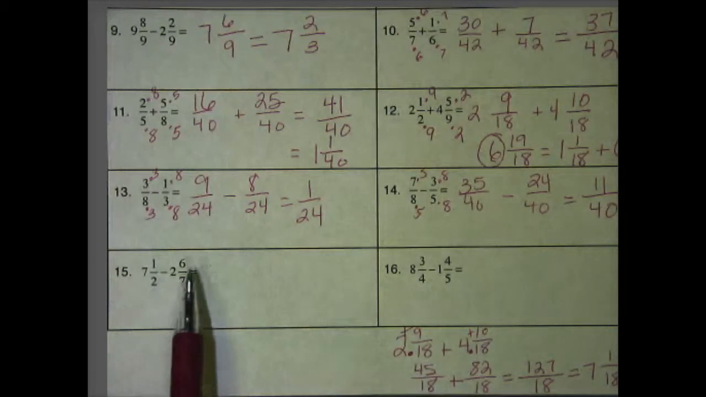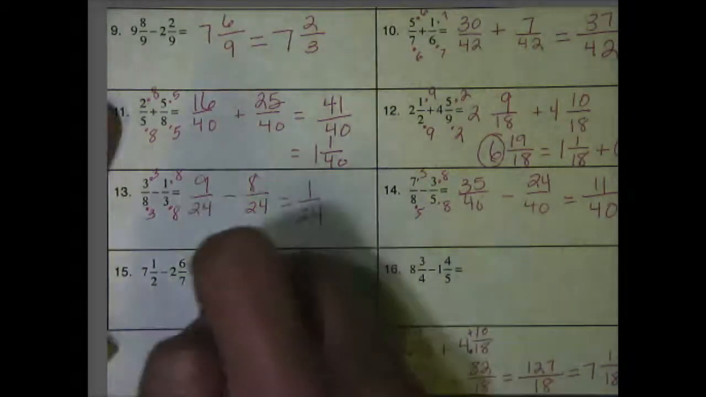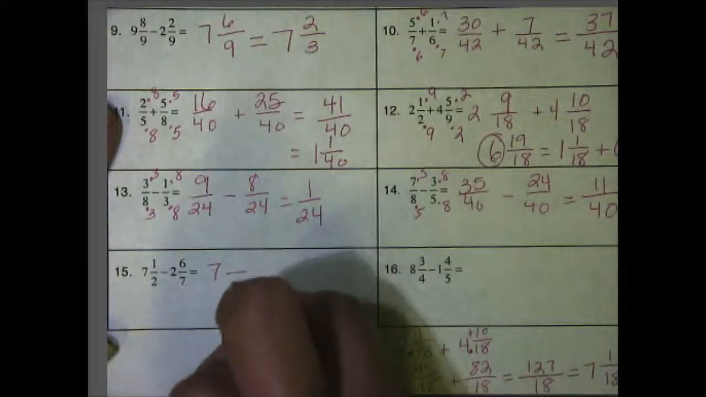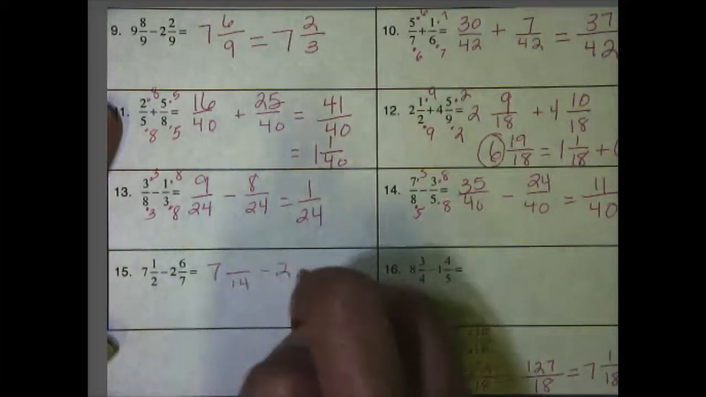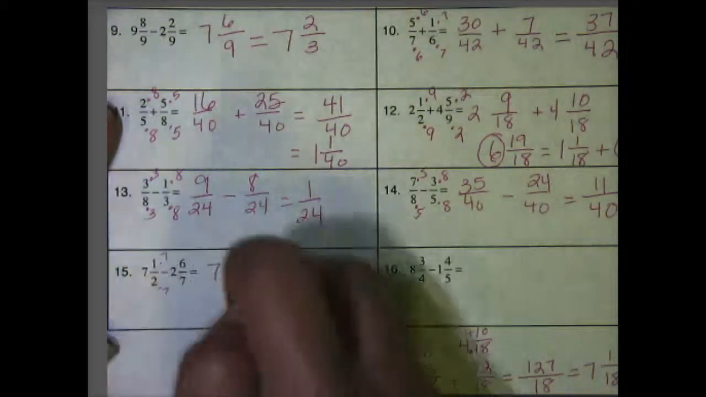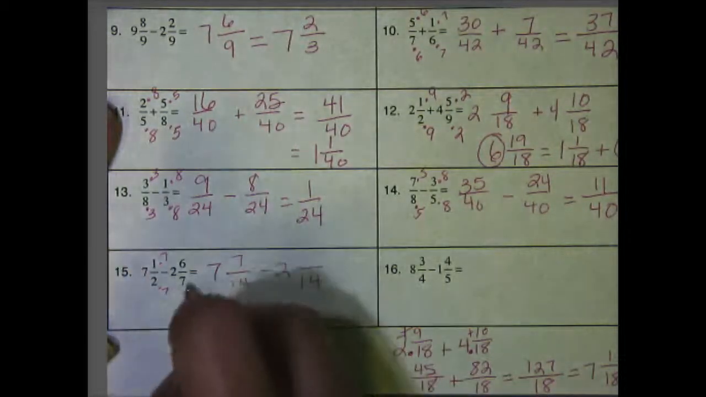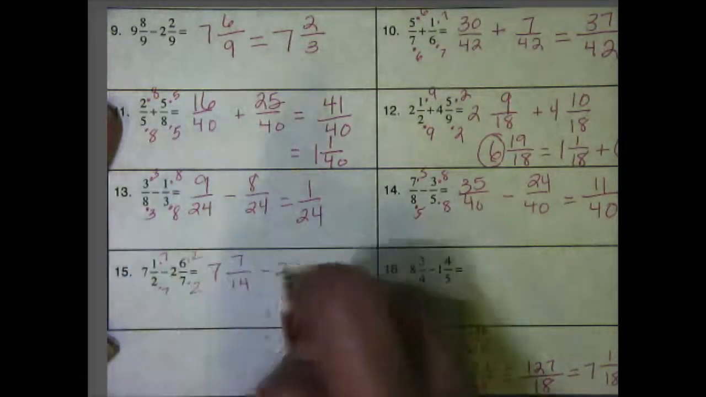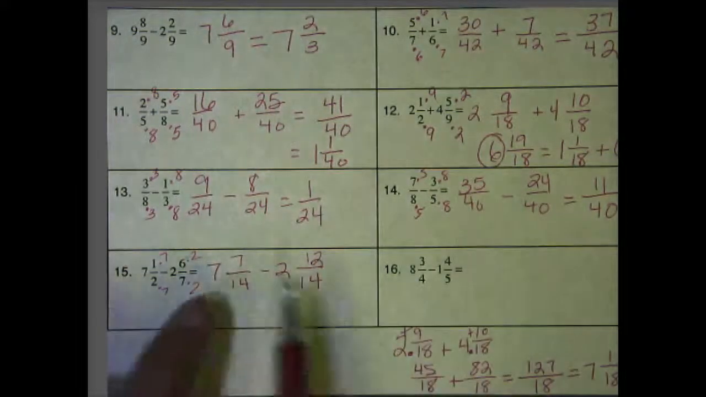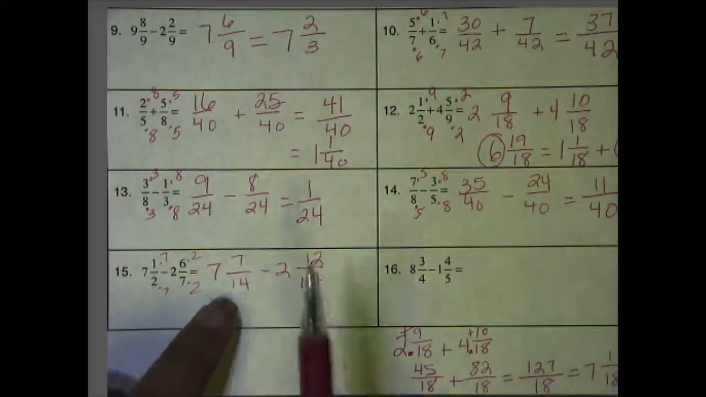7 1/2 minus 2 6/7. So remember, we've got the 7. We are going to have the common denominator for 2 and 7, which is 14. 2 times 7 is 14, so 1 times 7 is 7. 7 times 2 is 14, so 6 times 2 is 12. Now, if you take a look at this, you can see that 7 minus 12 is going to give us a negative number.